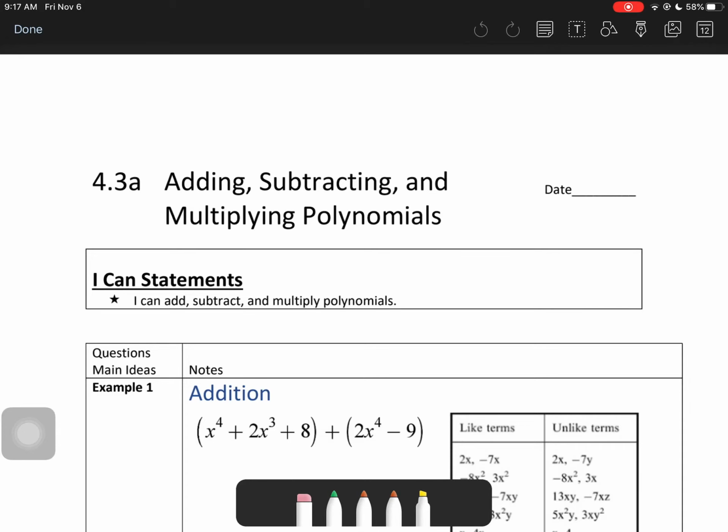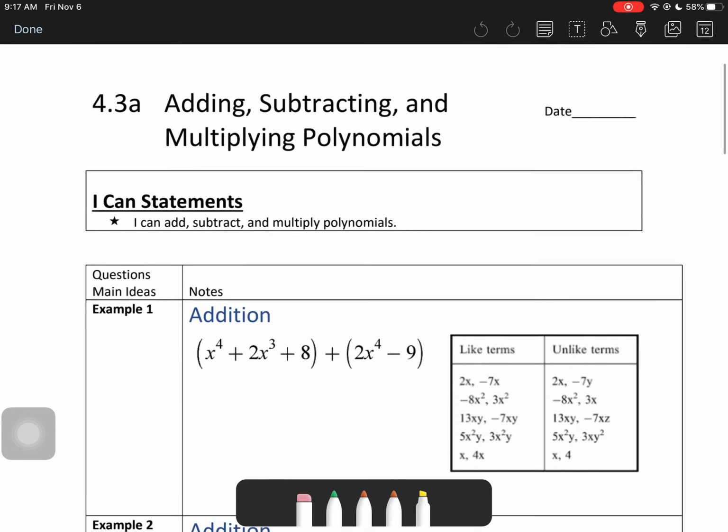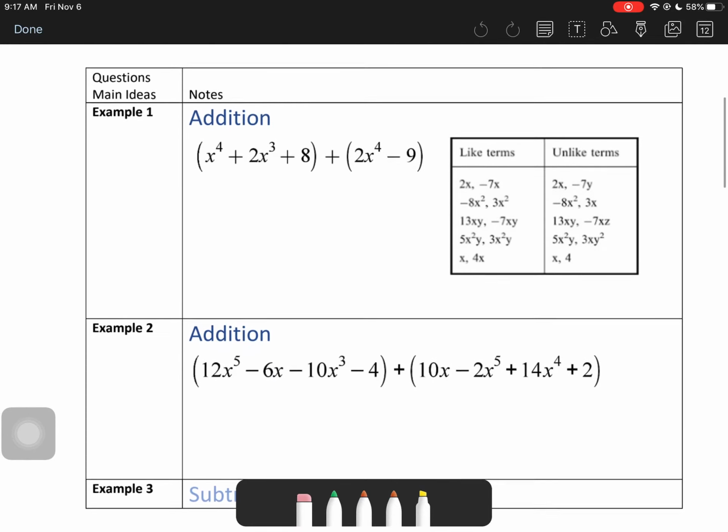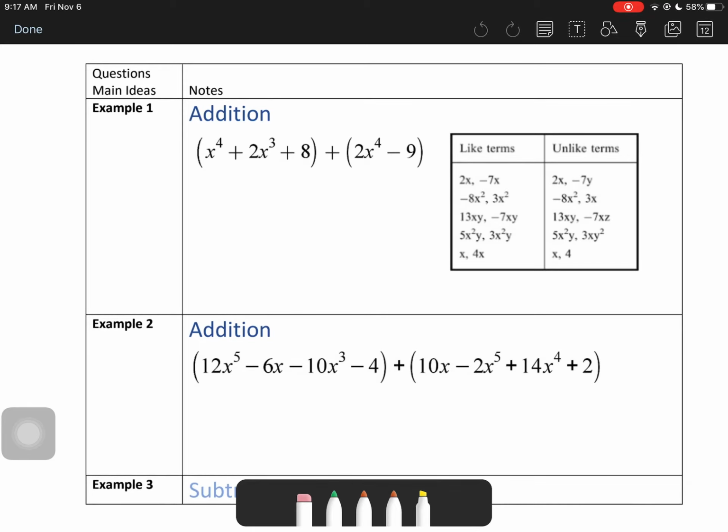In this lesson, we're going to be adding, subtracting, and multiplying polynomials. In the first example, as we are adding, we just want you to know that this is combining like terms. So we have to make sure that the terms are alike that we are putting together. For example, we have x to the fourth and 2x to the fourth. So I have one of these and two of these. So I would have 3x to the fourth.